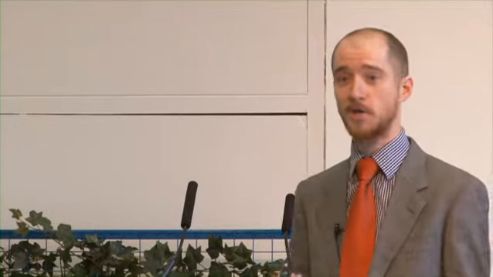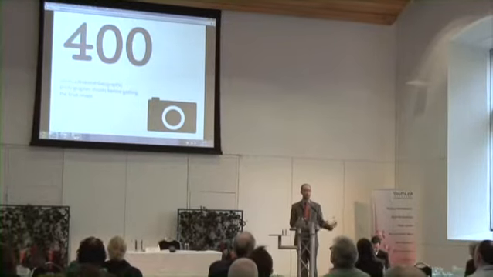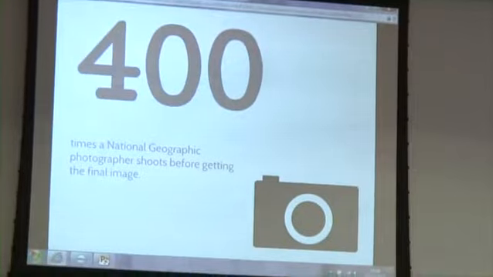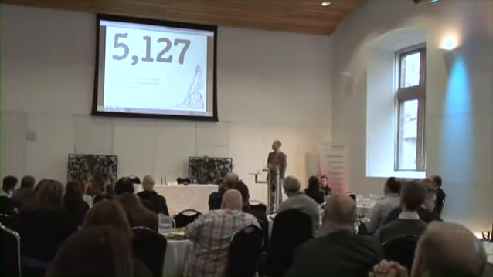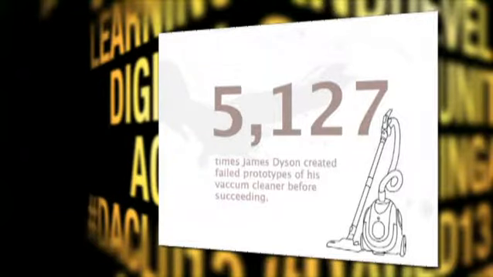Everyone in this room works in the learning sector. You know that students have to fail, they have to try things, they have to experiment. Things sometimes go wrong, that is fine. The average National Geographic photographer shoots about 400 shots before getting the picture that ends up in the magazine. James Dyson, who Lauren's already spoken about, made over 5,000 prototypes of his vacuum cleaner before he got to the DC-01, which eventually got made and made him lots and lots of money off the back of it.